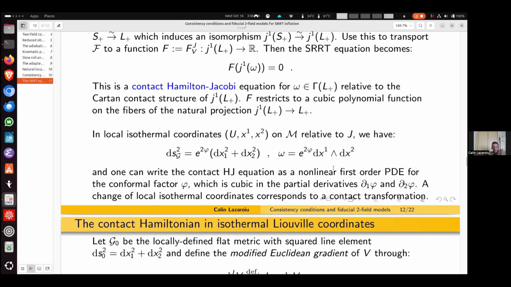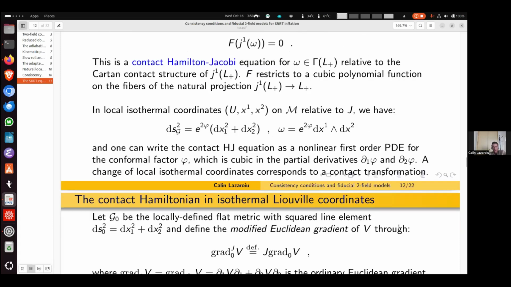So using these formulas, you can write this Hamilton-Jacobi equation very explicitly, and I will do this in a moment, as a nonlinear first-order PDE for this conformal exponent. Some people call it conformal factor, though I think correctly e to the 2 phi is the conformal factor. The equation turns out to be cubic in the partial derivatives of this conformal exponent phi. And the change of local isothermal coordinates turns out to correspond to a contact transformation.